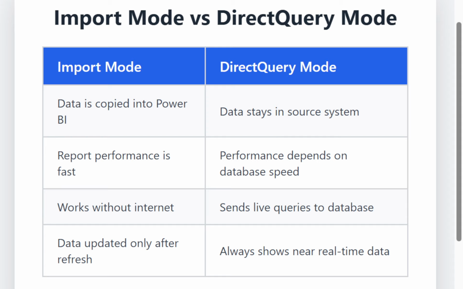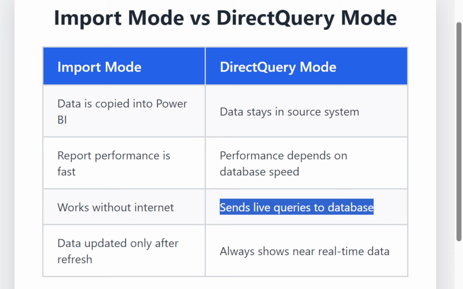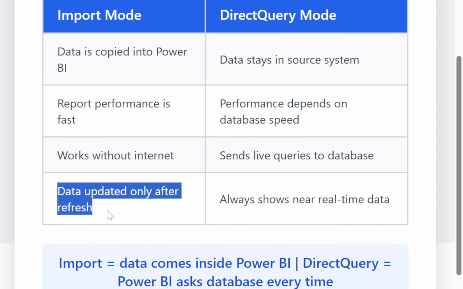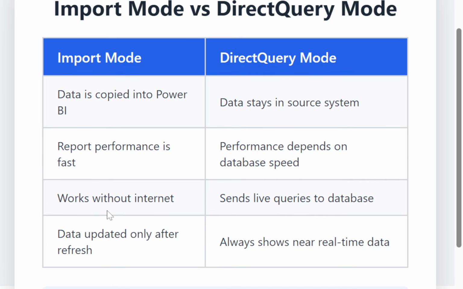Okay, and in the direct query mode, it is pretty much opposite. It sends the live queries to the database. Whenever you do anything, it needs a live connection between the Power BI desktop and the data source. Data updated only after refresh. So once you do a manual refresh, only then the data will get refreshed. Otherwise, it will remain the same as you have downloaded.